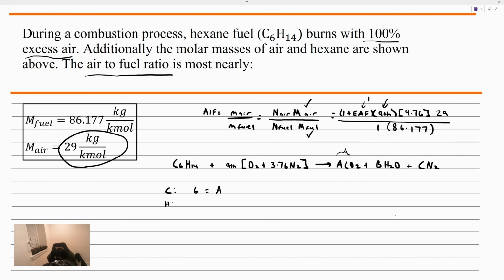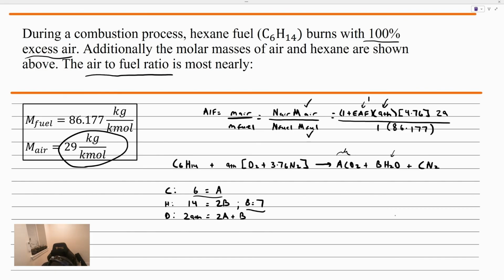What about the amount of hydrogens, the amount of H's that we have? What we see is that we have 14 hydrogens on the left-hand side. What about the right-hand side? We can go through and count it. We have 2B amounts of hydrogens on the right-hand side. So that means B is equal to 7. And what about oxygen? How many oxygens do we have? We have 2 times the stoichiometric coefficient. That is the amount of O's on the left-hand side. What about on the right-hand side? We have 2A plus B.